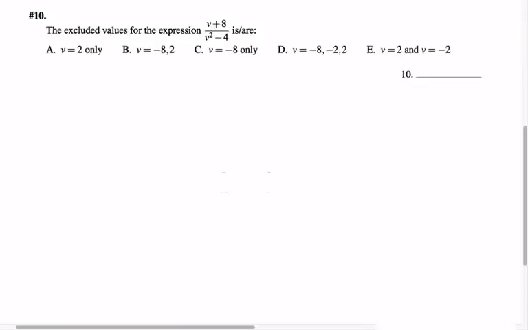So this question gives you a rational expression. It's one polynomial divided by another polynomial, and asks you what are the excluded values for this expression. So what does it mean to exclude a value? Why would we need to exclude a value here?